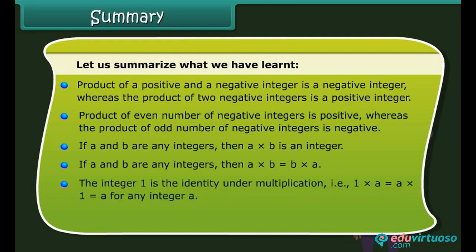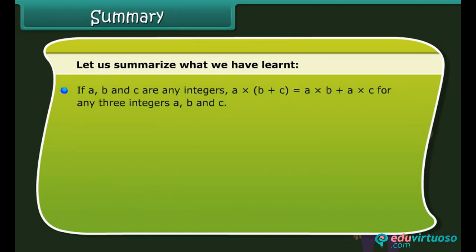The integer 1 is the identity under multiplication, that is, 1 into a is equal to a into 1 for any integer a. If a, b and c are any integers, then a into b into c is equal to a into b into c. If a, b and c are any integers, a into b plus c is equal to a into b plus a into c for any three integers a, b and c.